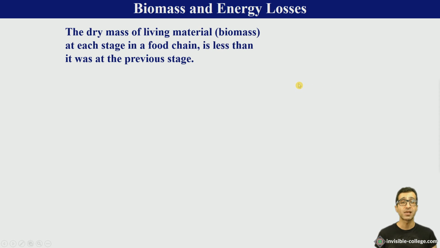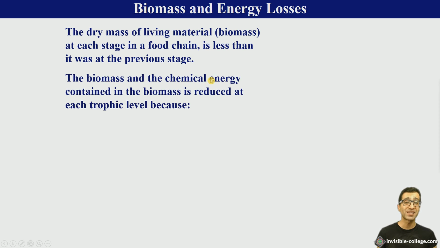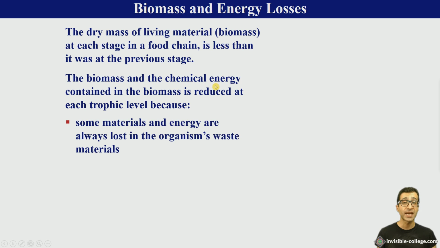Now, the dry mass of living material at each stage in the food chain, or the so-called biomass, is always less than it was at the previous stage. The biomass and the chemical energy contained within the biomass becomes reduced at each trophic level. The reason for this is because some of the materials and the energy are always lost in the organism's waste materials, which go off into the environment. But also, respiration supplies all the energy needs for the living processes, including movement. This energy is not available to the next trophic level because it's been used by the organism at that trophic level to power its movement.